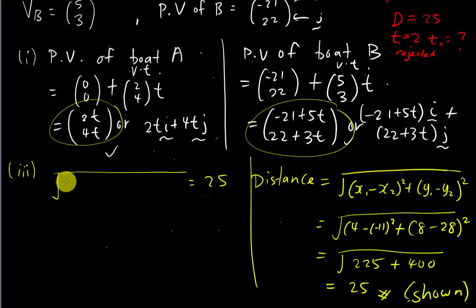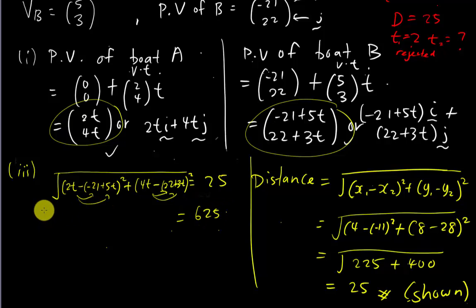So it will be something like 2t minus this one, so it'll be minus negative 21 plus 5t, squared, plus 4t minus this one, so 4t minus 22 plus 3t, squared. The bracket here is very important because the negative is not for 22 only. The negative is for both, so remember to multiply the negative into both when you solve this. I do not like the square root over here, so I'll move the square root to the other side. It will become 25 squared, which is 625. Then I will solve this.